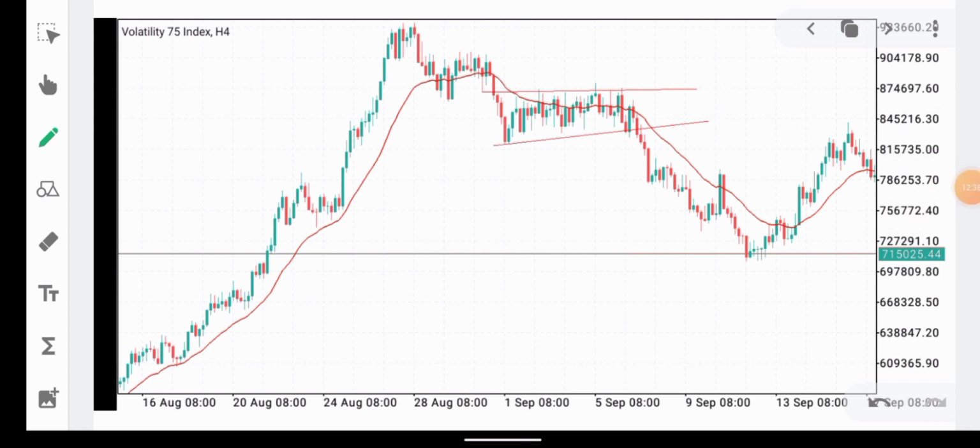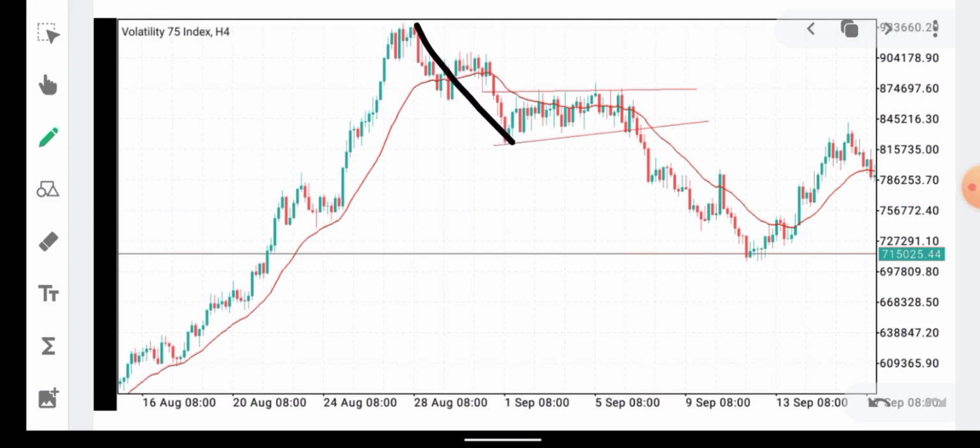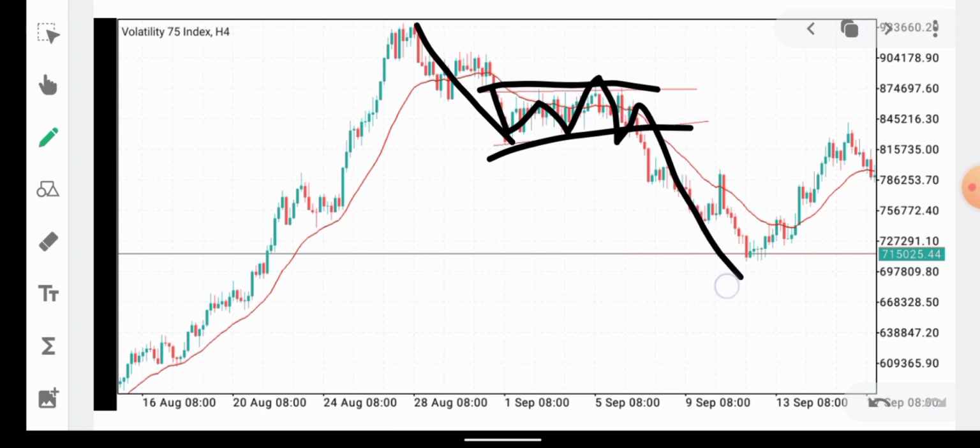Okay, so this is the setup as well. As you can see from our trend line, what I'm trying to say is that if you spot consolidation, you set your trend line, you can see the market consolidated, then broke out. Okay, so let me now show you another example.